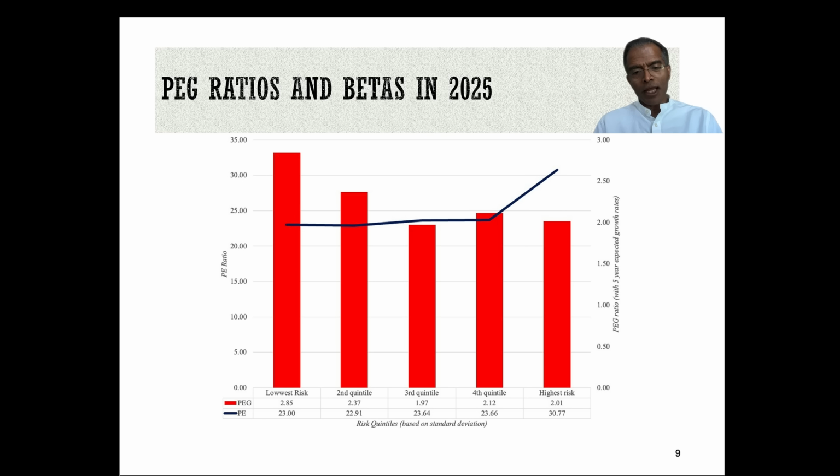In fact, to establish this even more precisely, I broke stocks based on betas in 2025 into 5 classes, from lowest betas to highest betas, and computed the PEG ratios for stocks within each class. It's a period where markets overall have gone up, so the PEG ratios have all risen as well. The lowest risk stocks had a PEG ratio of 2.85. The highest risk stocks had a PEG ratio of 2.01. Riskier stocks will look cheaper on a PEG ratio basis.